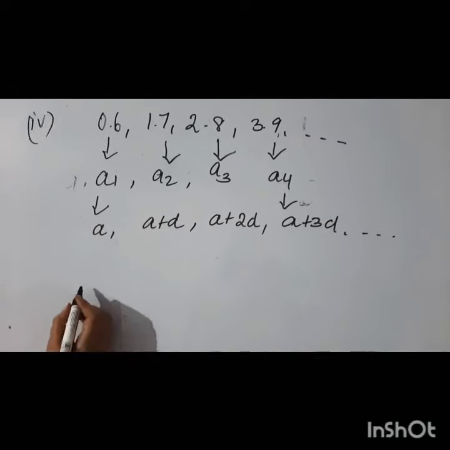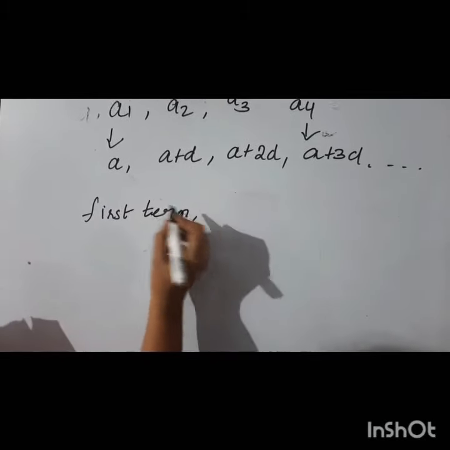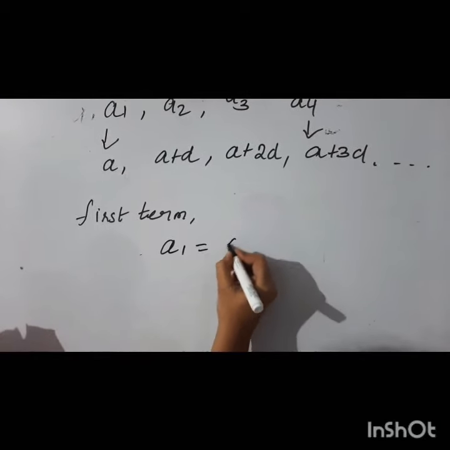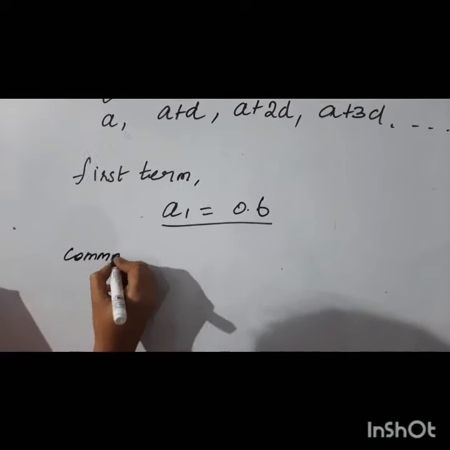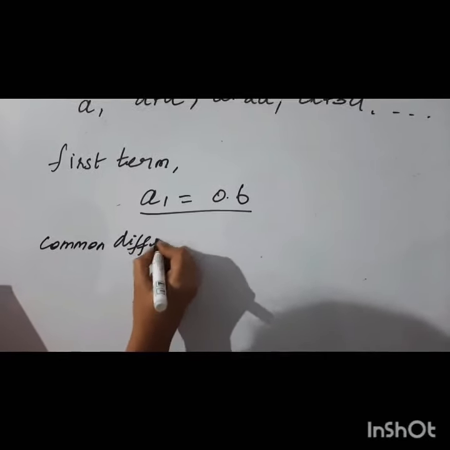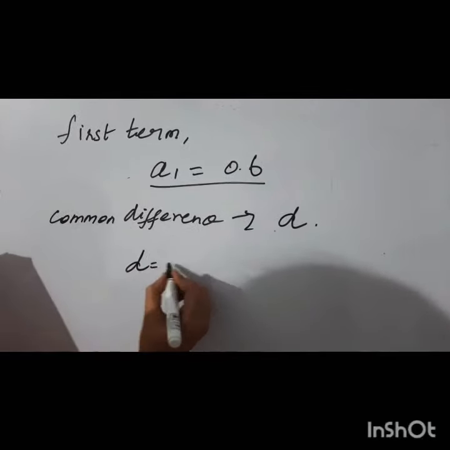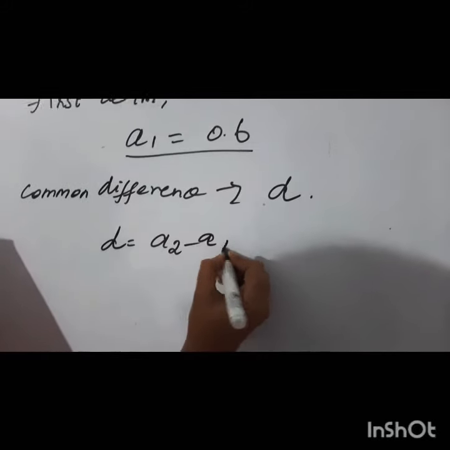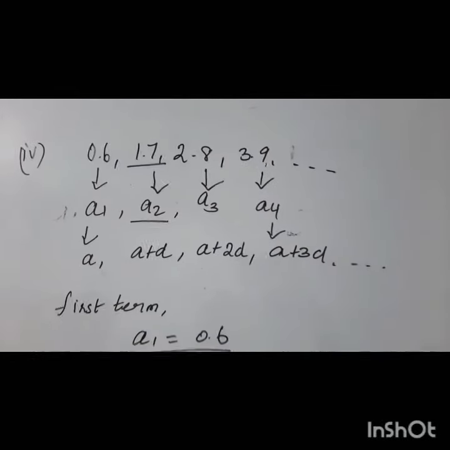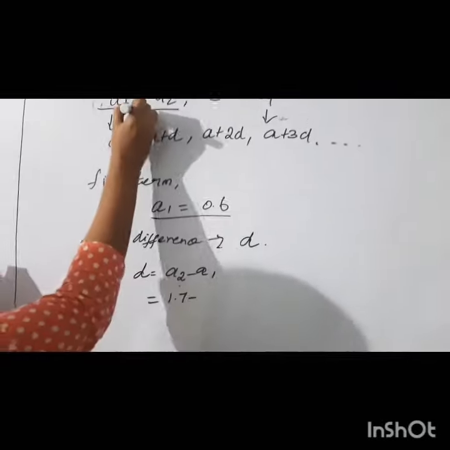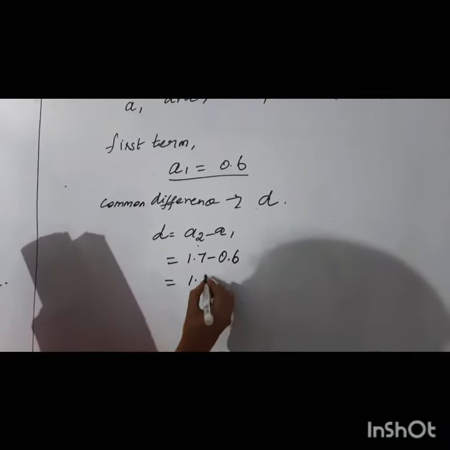What do we want to find out here? We need to find out the first term and the common difference. So what is the first term here? That is your A1, which is equal to 0.6. Then we want to find out the common difference, that is the fixed number, which is represented as D. So how we will find out D? D is equal to A2 minus A1. What is A2? A2 is 1.7. What is A1? A1 is 0.6, so the difference is 1.1.